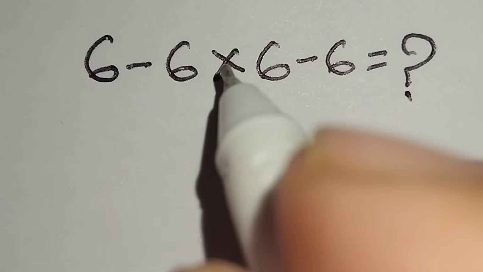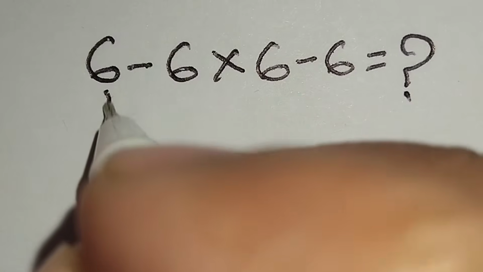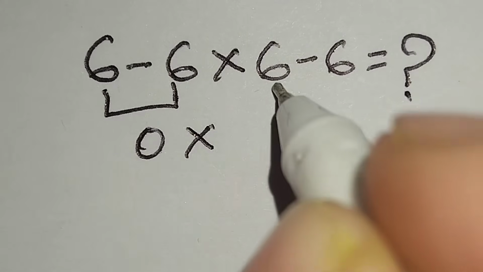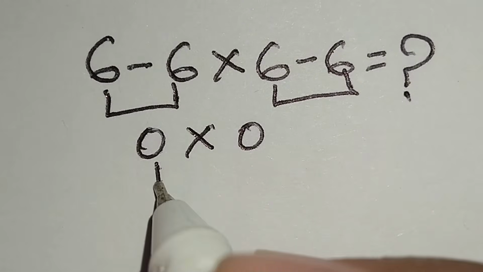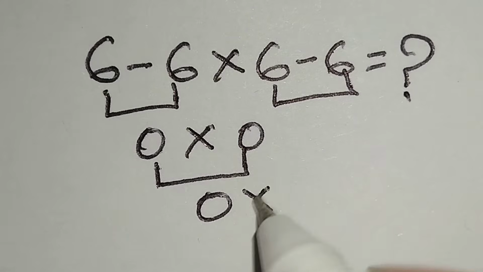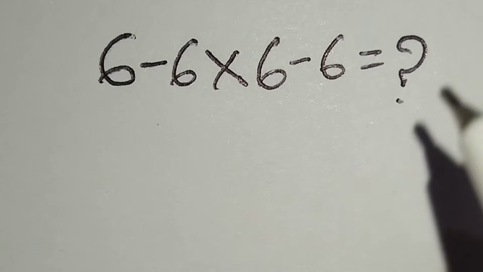6 minus 6 multiply 6 minus 6 is equal to what? Here 6 minus 6 gives us 0, multiply this 6 minus 6 gives us 0. 0 times 0 gives us 0, but this answer is not correct. Now I will solve this math correctly.